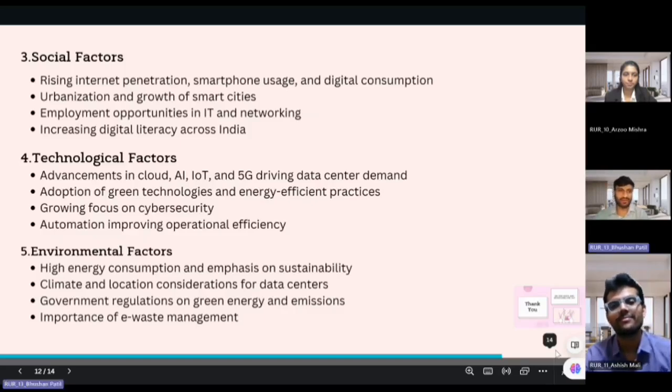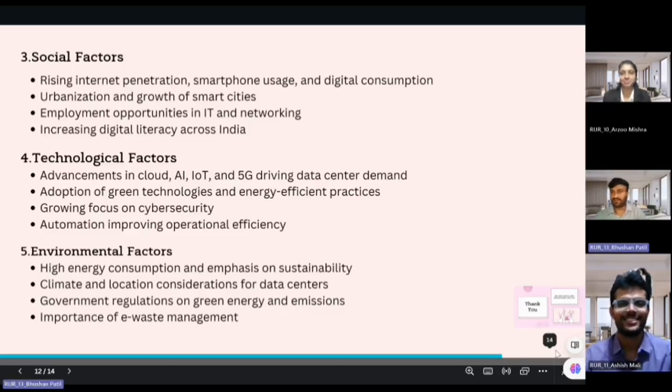Now we are talking about the technological factors. The advancement in cloud computing. The rise of cloud computing and AI technologies requires a robust data storage and processing infrastructure, boosting the data center market. The adoption of green technologies and energy efficient practices. The growth of edge computing, which requires data to be processed closer to the source, leading to the development of the regional and edge data center market. Then the upcoming 5G networks being rolled out will increase data traffic, necessitating advancement in data center infrastructure to manage the increased load.